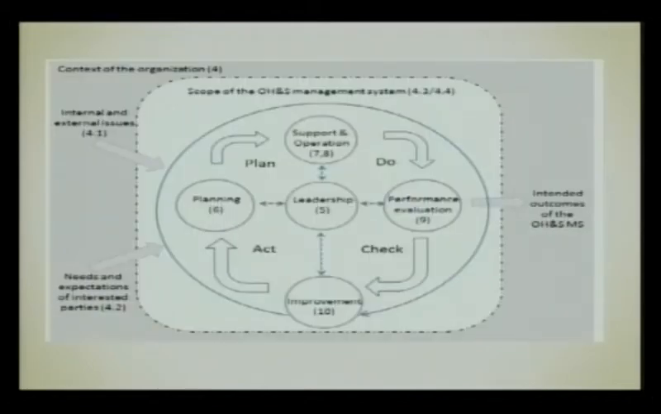Looking into the structure, you would find the context of the organization, which means that the organizations will have to consider where it is located, how it is placed, who its neighbors are, what are the external factors that could have a bearing on the operations of the organizations, as well as the internal issues that might affect the way that it functions. So, both internal and external issues need to be considered under the context of the organization. This will help them to establish the scope of their OHSMS.